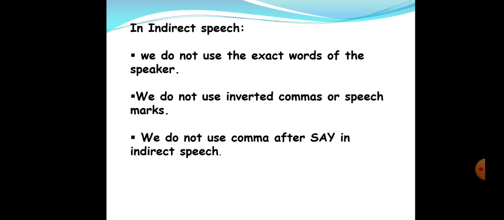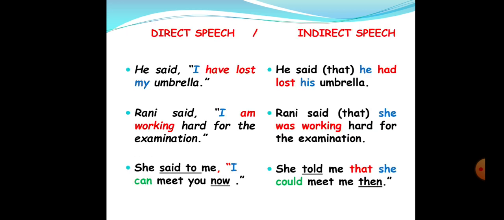Here you have to keep these things in mind. In indirect speech, we do not use the exact words of the speaker. Then we do not use inverted commas or speech marks, and we do not use a comma after say or said in indirect speech. Now here are a few examples. In direct speech, if we write, "He said, I have lost my umbrella," in indirect speech it becomes, "He said that he had lost his umbrella."